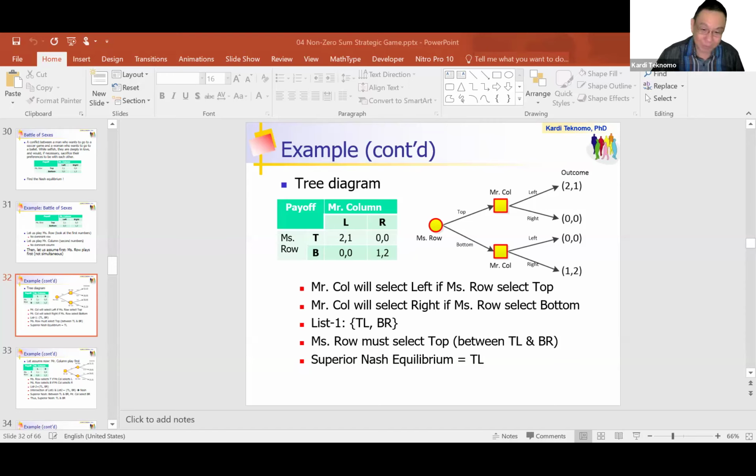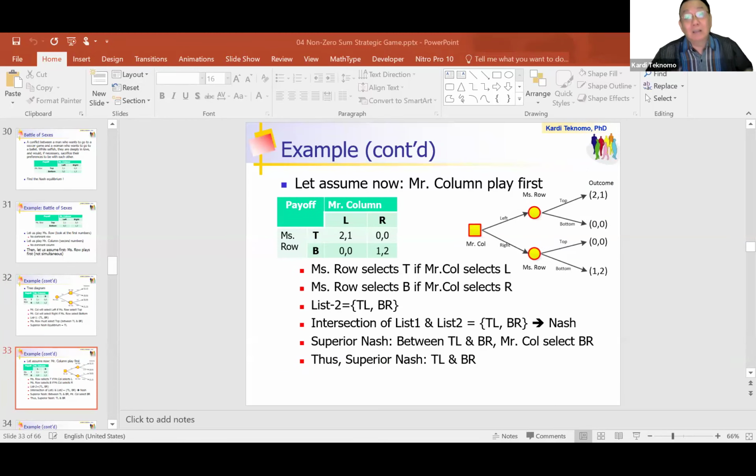Okay, TL is superior. Next. Now, let's assume Mr. Column will play first, not Miss Rowe. Now assume Mr. Column plays first. Okay, we reverse the three diagrams.